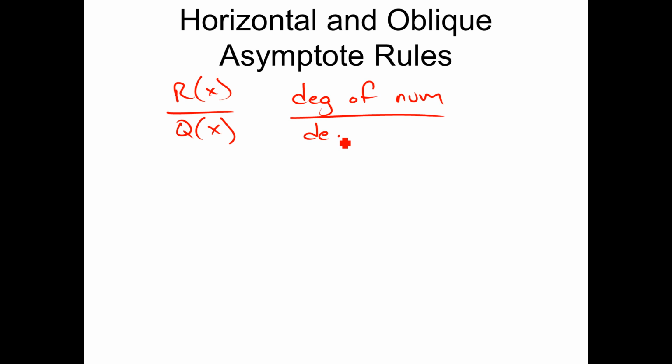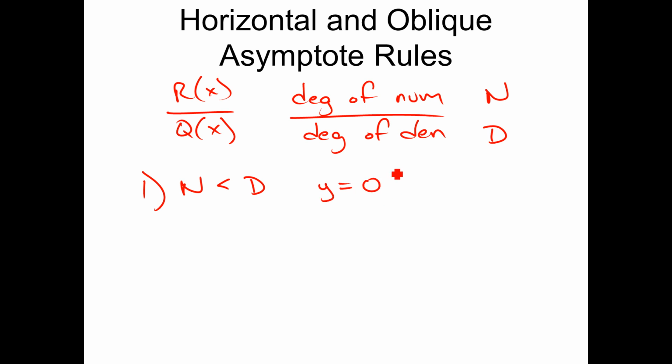Okay, so here's your rule. We're going to talk about these polynomials, and so we'll have some r of x over q of x. Those, I think, are the letters the book uses, but it doesn't really matter. We're going to talk about the degrees of the numerator versus the degree of the denominator. Okay. So, situation 1. We'll call the degree of the numerator n and the degree of the denominator d. If n is less than d, if the denominator wins, you have a horizontal asymptote at y equals 0.